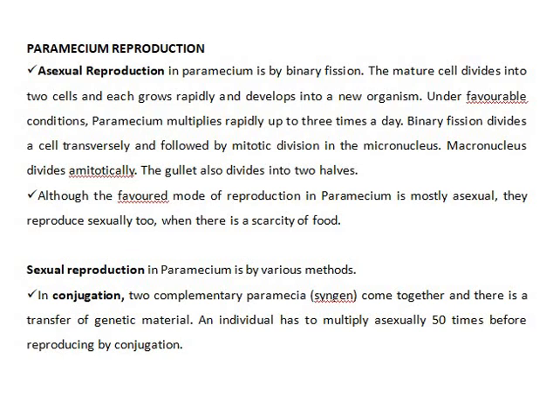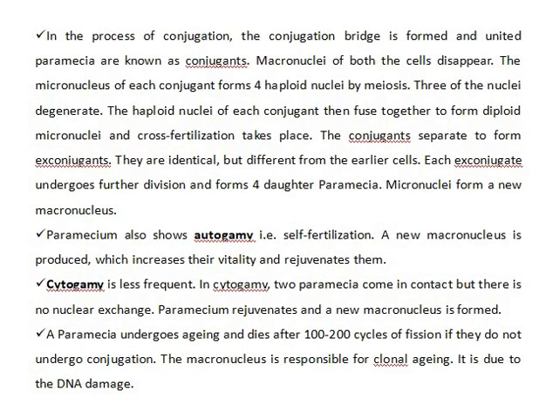In conjugation, two complementary Paramecia of different mating types come together. There is a transfer of genetic material. An individual has to multiply asexually about 50 times before reproducing by conjugation. In the process of conjugation, a conjugation bridge is formed and the united Paramecia are known as conjugants.